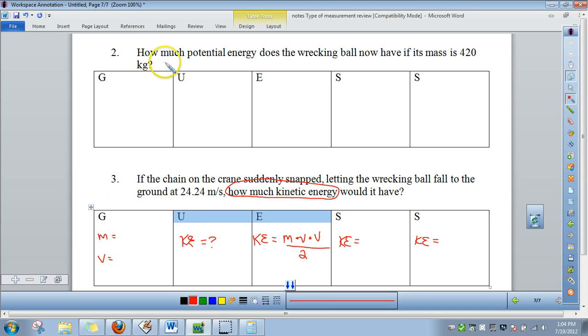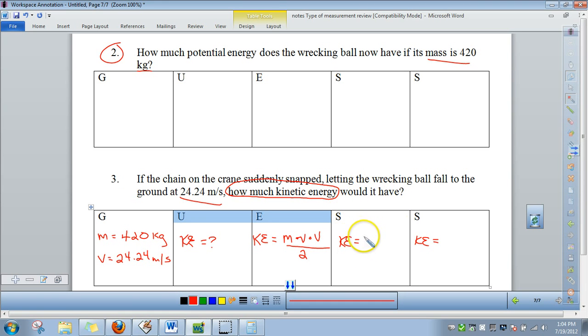The mass of the wrecking ball came from question 2. What is it? That's right. Its mass is 420 kilograms. The velocity is given in this question number 3. We know velocity is measured in meters per second, so 24.24 must be the velocity. Good. Now we can fill in our information.